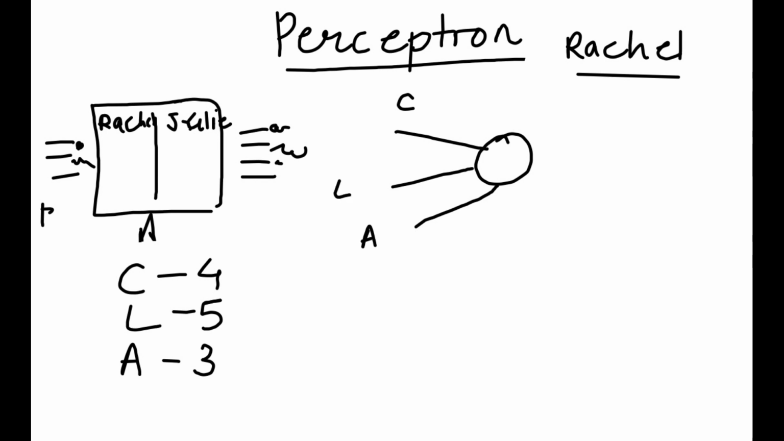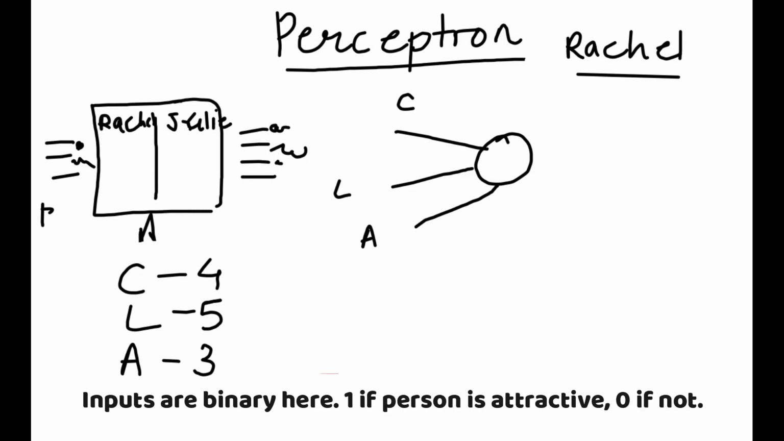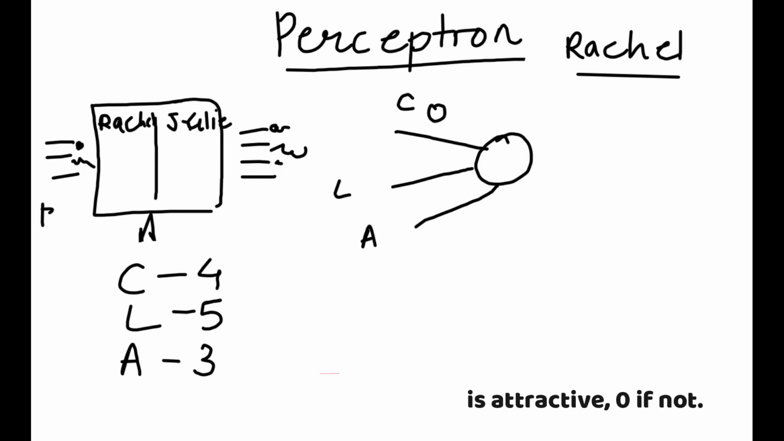Now I have to decide. For career, does Rachel get a 0 or 1? Since Rachel is a waitress, I think her input will be 0. And looks, she's top notch in the looks department, so let's give it a 1. And affection, let's give it a 1.